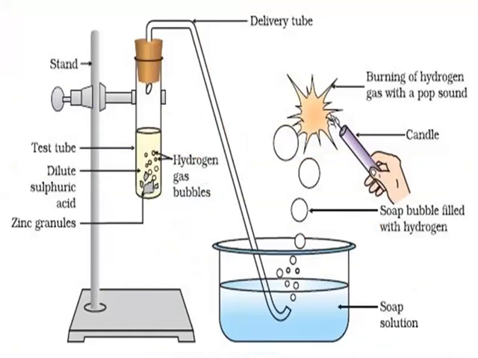We can also find this by an activity where a test tube is attached to a stand. In it we can have a few granules of zinc and dilute sulfuric acid. Close the test tube with the help of a cork, attach the delivery tube, with the end of the delivery tube in a trough filled with water. After a few minutes, we will see bubbles coming out from the end of the delivery tube immersed in water or soap solution. When these soap bubbles filled with hydrogen gas are brought close to a burning candle, the burning of hydrogen gas results in a pop sound.